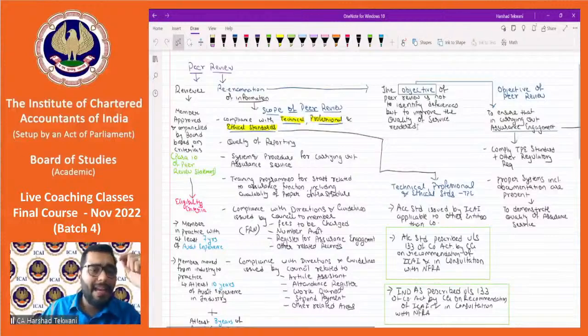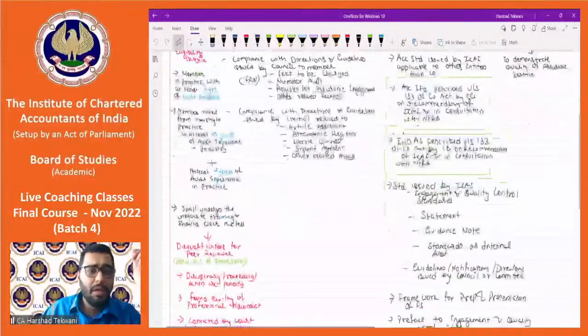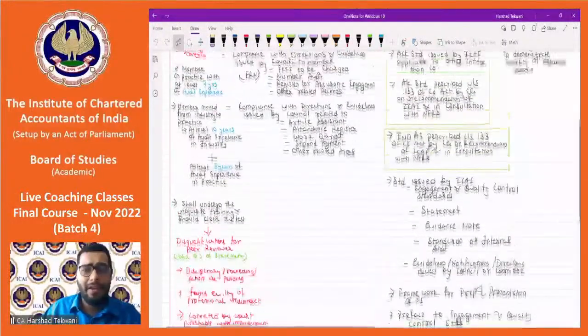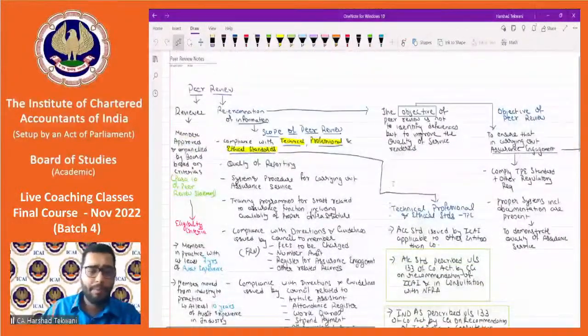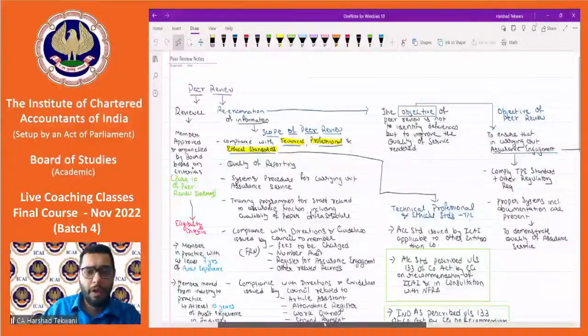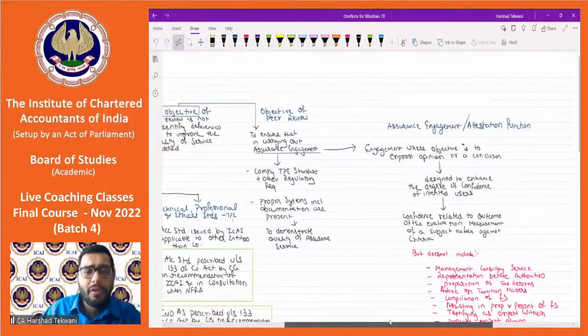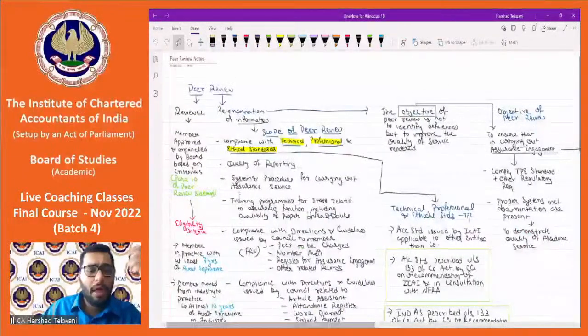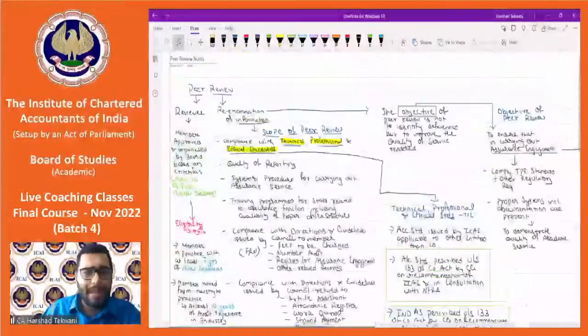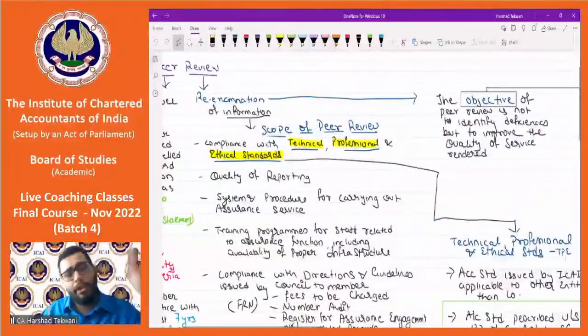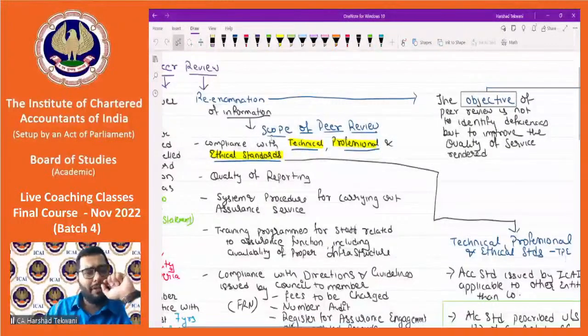Then we discussed the eligibility of the reviewer. We discussed in the scope what are the technical, professional, and ethical standard. We discussed what is the disqualification for the peer reviewer. Then we also discussed what are the assurance or attestation functions, assurance engagement. Now, the thing we need to understand is we talked about re-examination of information.